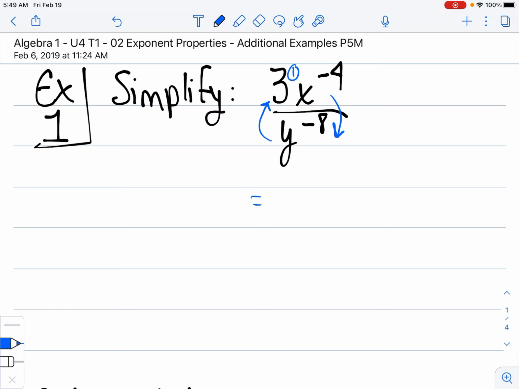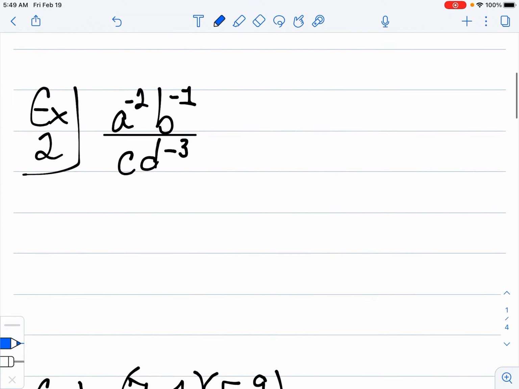So the final answer here is going to be 3y to the 8th all over x to the 4th. And that is my final answer for this problem. All right, all my exponents are positive, and I have one distinct base that I need in my final answer. Okay, I'm going to go ahead now and look at example 2.